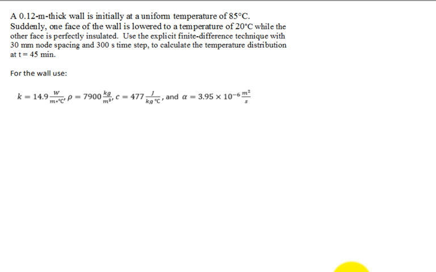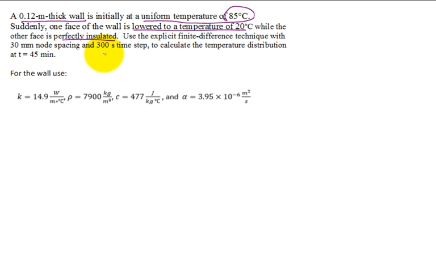In the interest of introducing the space, I'll introduce it in the context of solving a problem, and then walk through the building of the math. So you have a 0.12 meter thick wall, initially at a uniform temperature of 85 degrees C. Everywhere it's the same. Suddenly, one face of the wall is lowered to a temperature of 20 degrees C, while the other face is perfectly insulated. No heat transfer in or out.